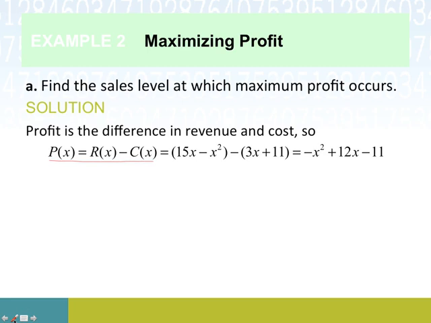Well, revenue we can get if we know that we sell x items, and according to that demand function we were given earlier, we can charge 15 minus x dollars per spark plug if we want to get x of them out of the shop. So if we multiply those two things together, x times 15 is 15x, x times x is x squared. There's our revenue function right there.